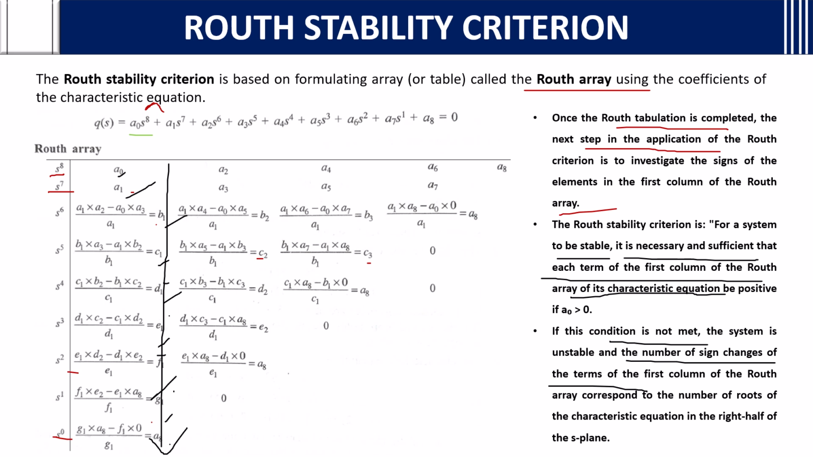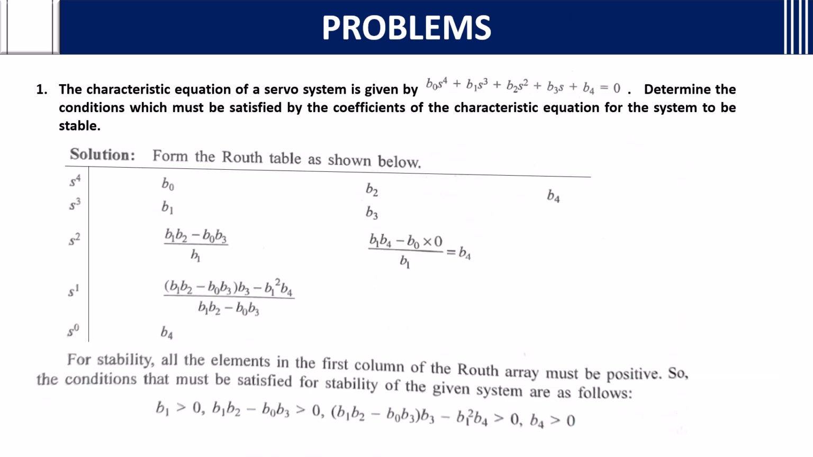The number of sign changes in the first column, either from plus to minus or minus to plus, corresponds to what? The number of roots present in the characteristic equation in the right half of the S-plane, as the system is unstable. Now we will solve problems, so you will get a clear idea of what the Routh criterion is and how to solve.